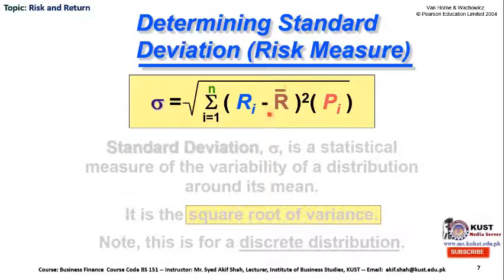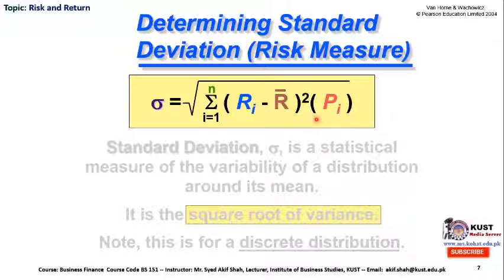So R bar represents the expected rate of return, and then a bracket starts with the power of 2, raised to the power 2. You need to subtract the expected return from each possible return, square it, and then at the end multiply it by the relevant probability of that outcome.